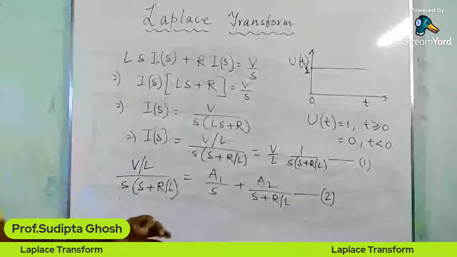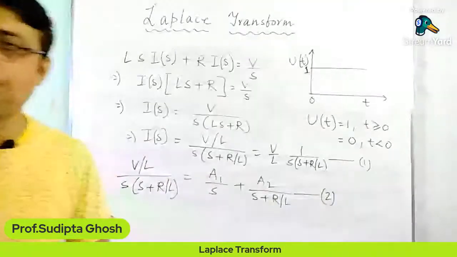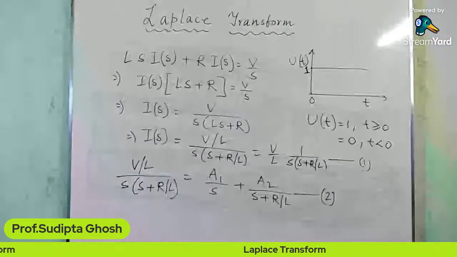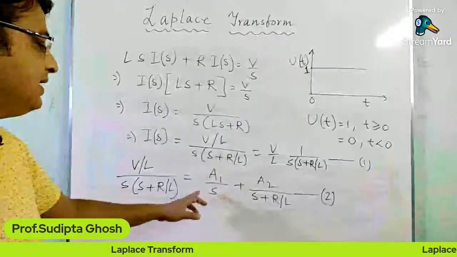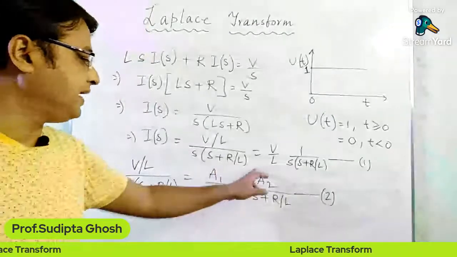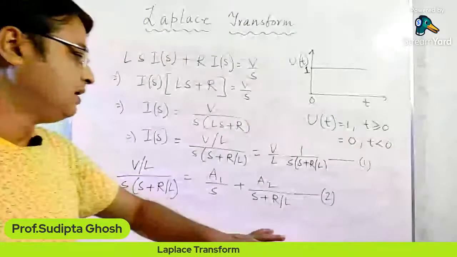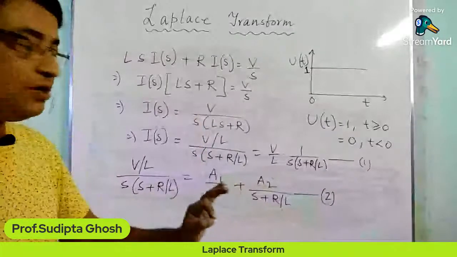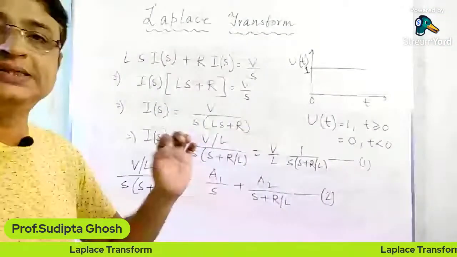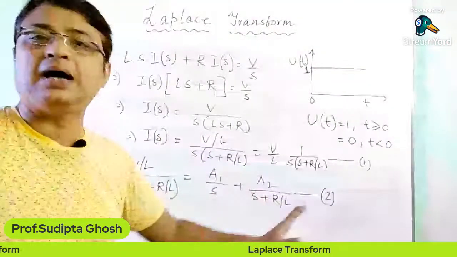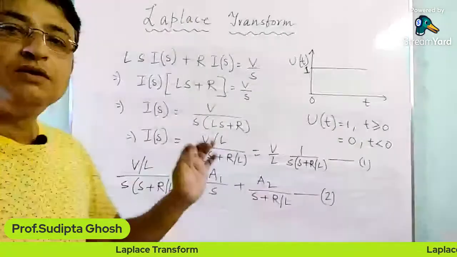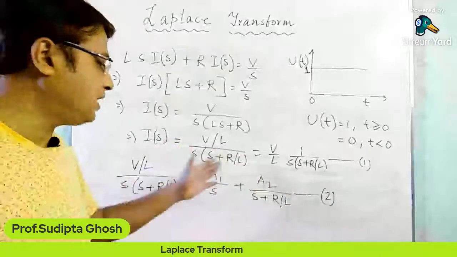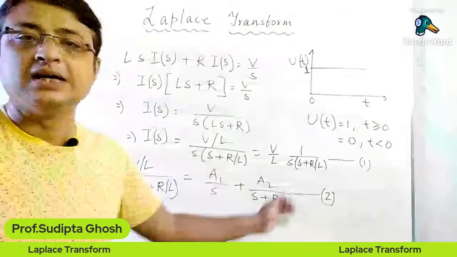Right? Now we want to find out the value of A1. And to find out the value of A1, just multiply this part, as we can see that it is written as A1 by S plus A2 by S plus R by L, by S, only S. We have A1 by S into S, that is A1, plus A2 into S by S plus R by L. So we are going to find out firstly the value of A1 and then we will proceed to find out the value of A2.